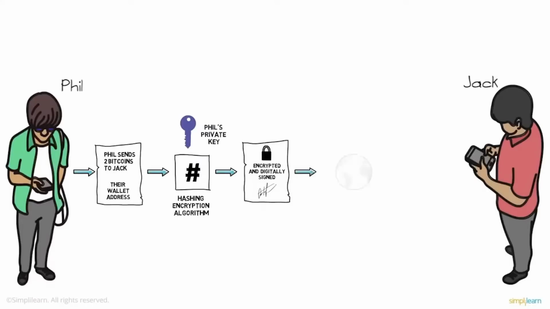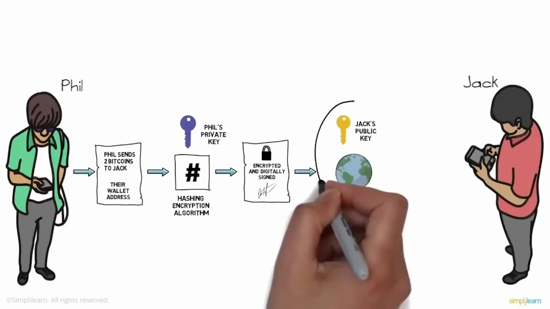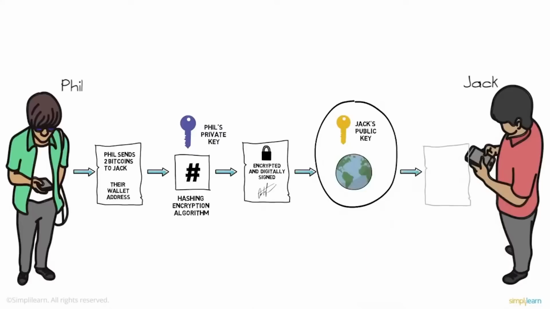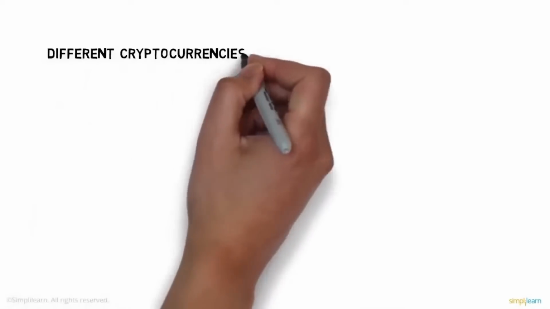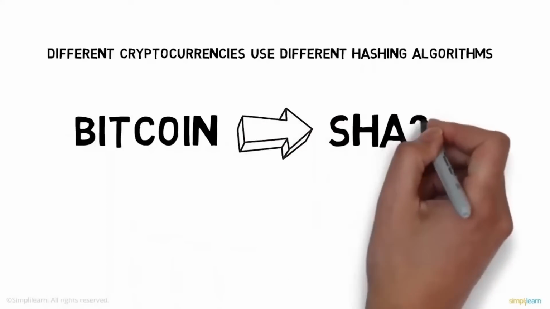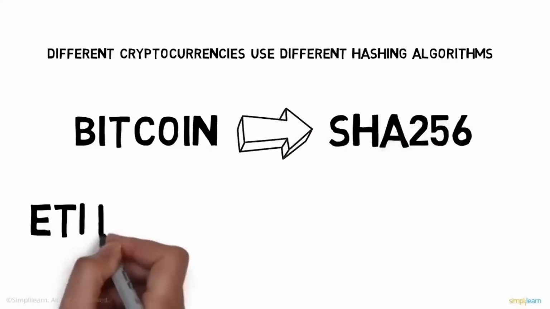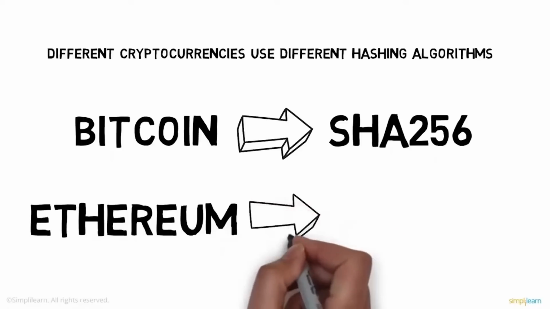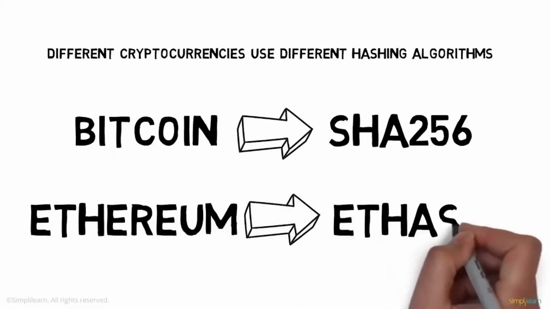This output is now transmitted across the world using Jack's public key. With this, the message or transaction can be decrypted only by Jack's private key, which only Jack has knowledge of. Different cryptocurrencies use different hashing algorithms. While Bitcoin uses the SHA-256 algorithm, Ethereum, which is also a famous cryptocurrency, uses one known as Ethash.